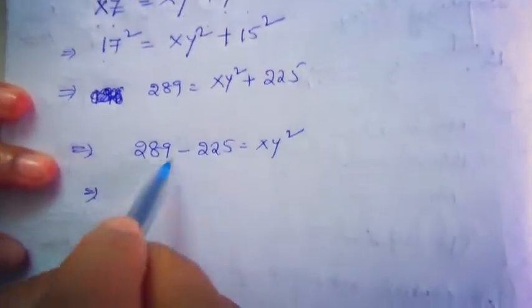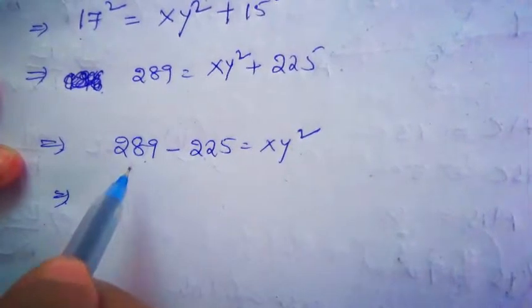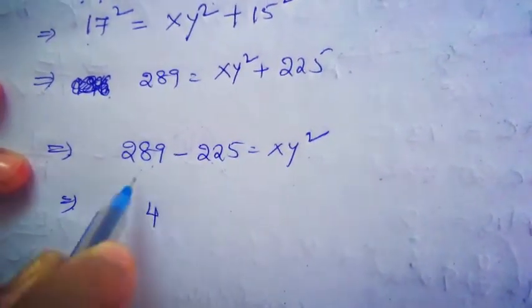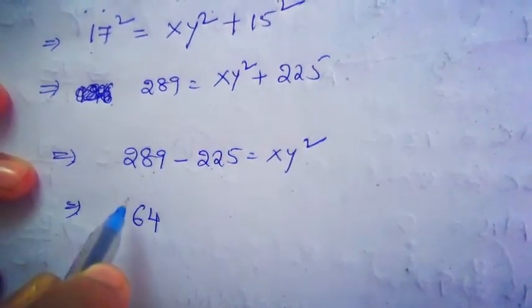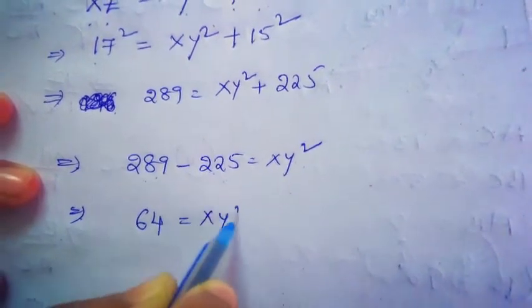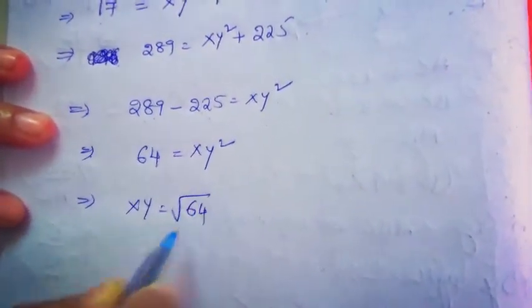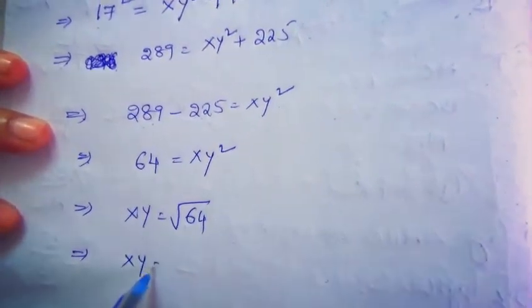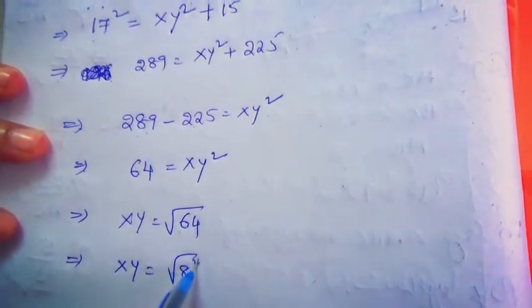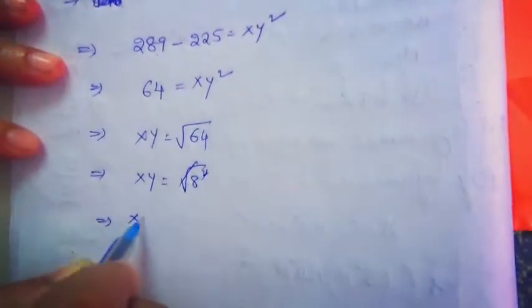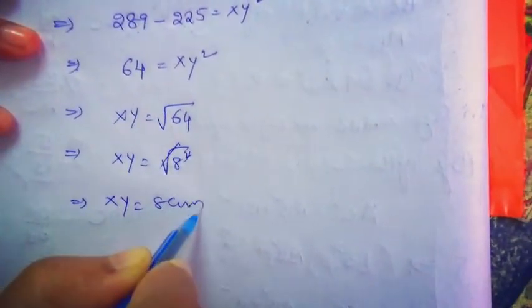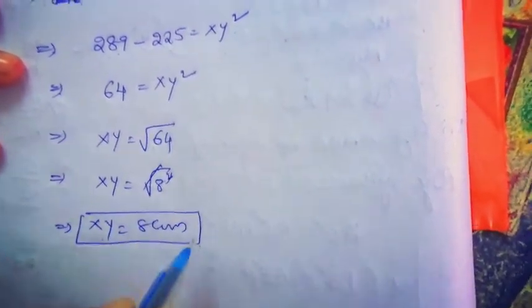That implies when you subtract this 225 from here, you will get XY square. That implies XY is equal to square root of 64. So that implies XY is equal to square root of 8 square. So that implies XY is equal to 8 centimeters. What do we have to find out in this sum?